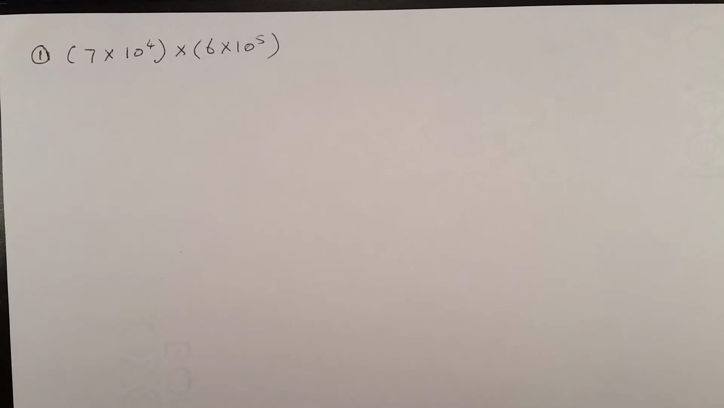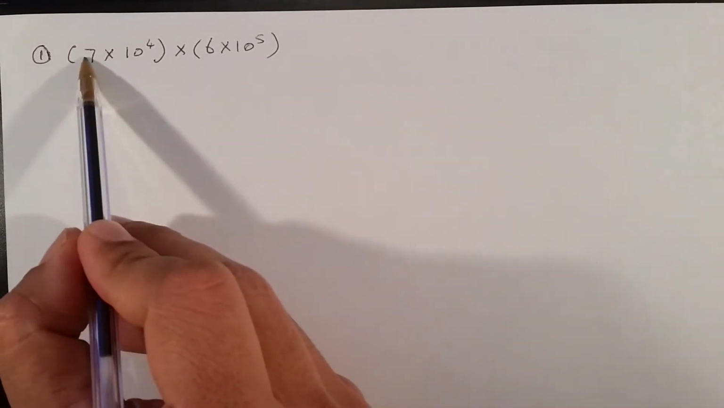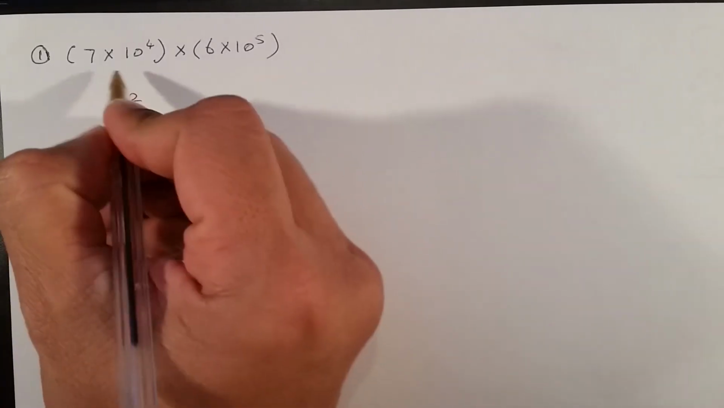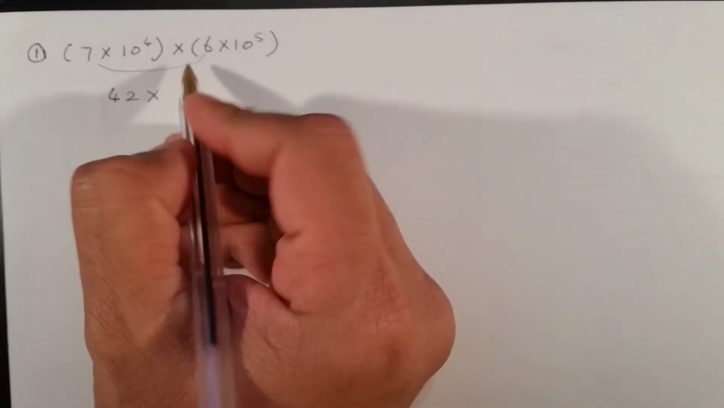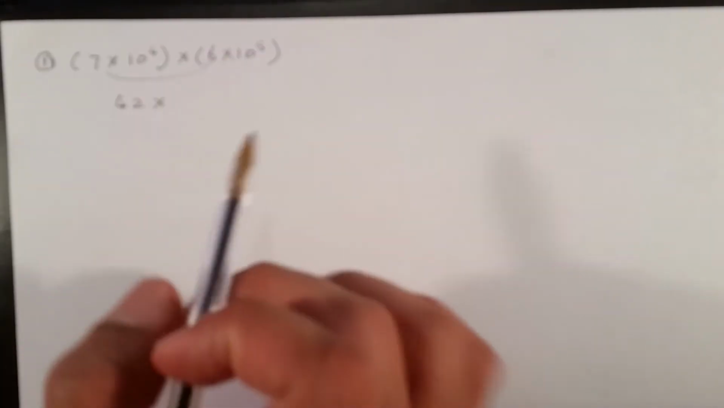The first question is 7 times 10 to the power of 4 times 6 times 10 to the power of 5. As you see, these are indices questions, and we have to multiply them. This is a very simple, easy trick. We multiply these two numbers, which is 6 times 7 is 42. Now we put times, always put times irrespective of whatever is in the middle. If there's a times, we have to put times here.